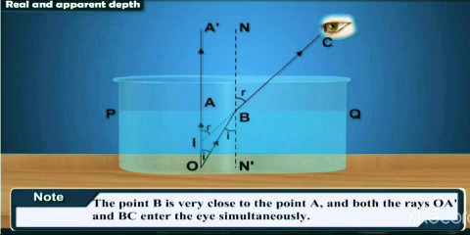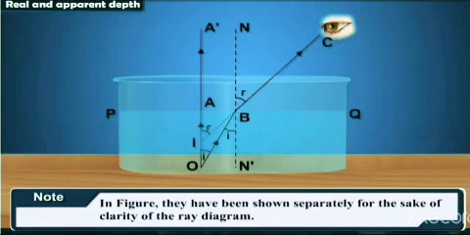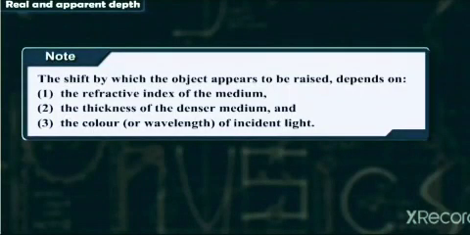Note, the point B is very close to the point A, and both the rays OA' and BC enter the eye simultaneously. In the figure, they have been shown separately for the sake of clarity of the ray diagram. The shift by which the object appears to be raised depends on, 1, the refractive index of the medium, 2, the thickness of the denser medium, and 3, the color or wavelength of incident light.